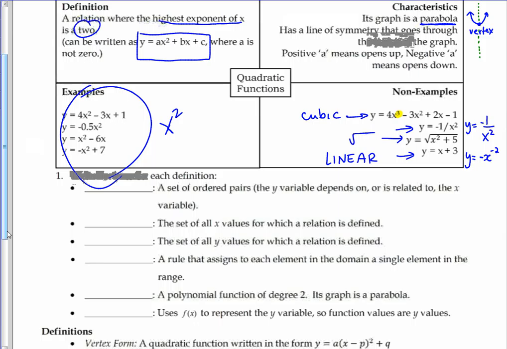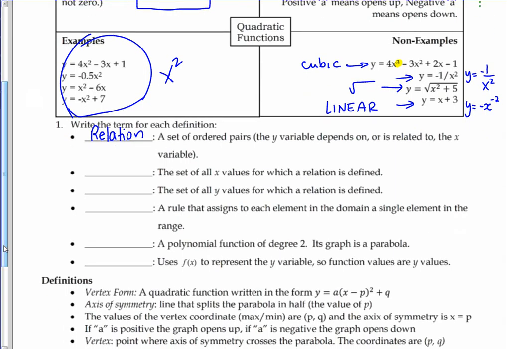So back in the day, you've learned a term. What do we call a set of ordered pairs? It might be a tough one. A relation. So whenever we relate x and y together, it forms a set of ordered pairs. It's a relation.